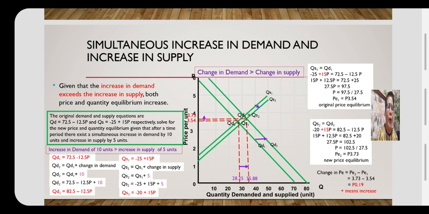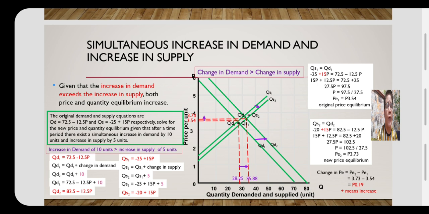And to add the coefficient of P, we have 27.5P. And to add the whole numbers, we have 102.5. So, solving for P now, we have P is equal to 102.5 divided by 27.5, and the quotient will therefore be equal to 3.73, which serves as the value of the new price equilibrium.